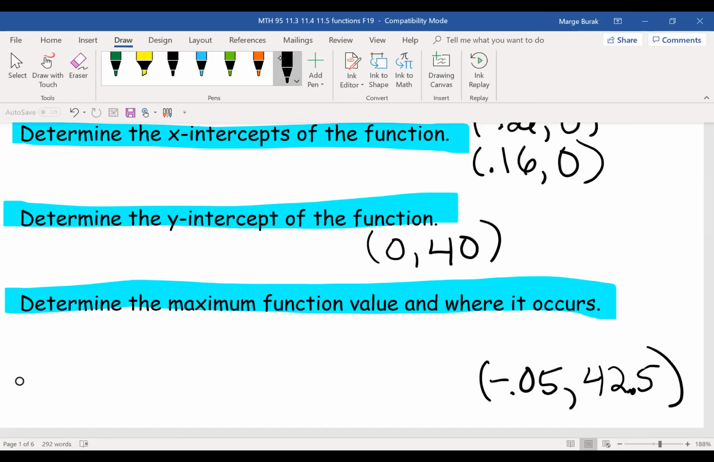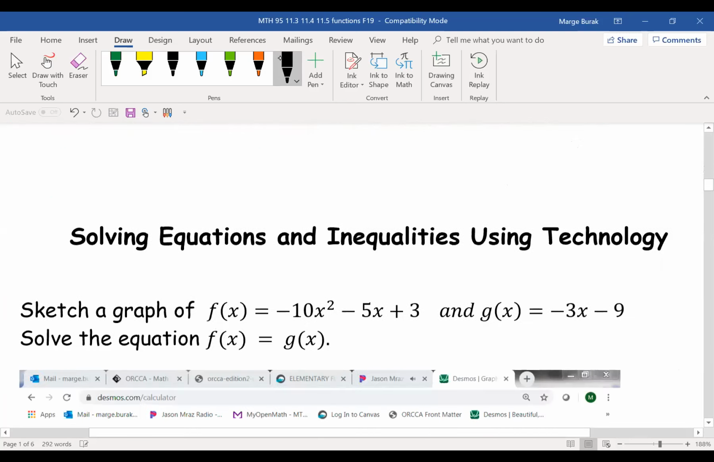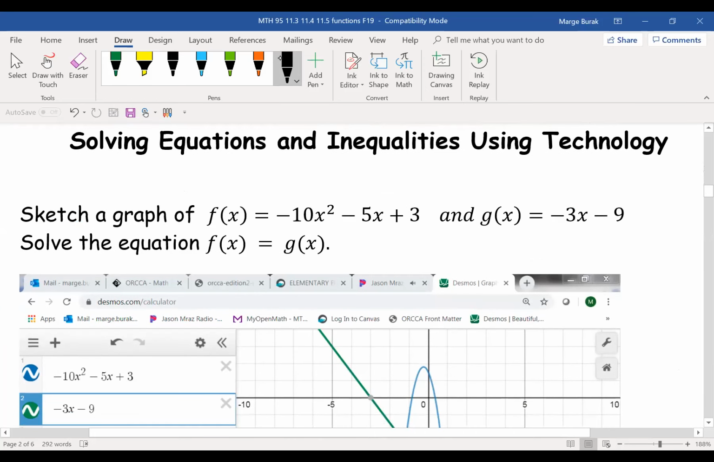Okay, so the maximum function value is actually the 42.5 because that's how high it went. And where it occurs is actually at negative 0.05, the x-coordinate. Okay. All right, let's move on to solving equations, and let's bring in some inequalities.